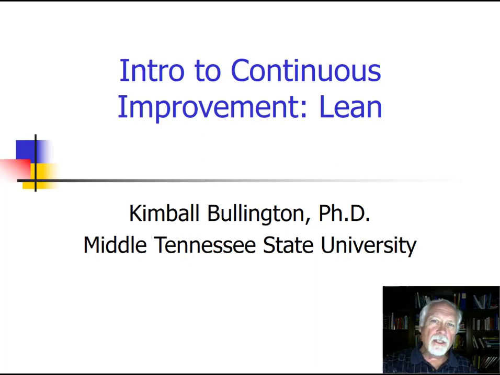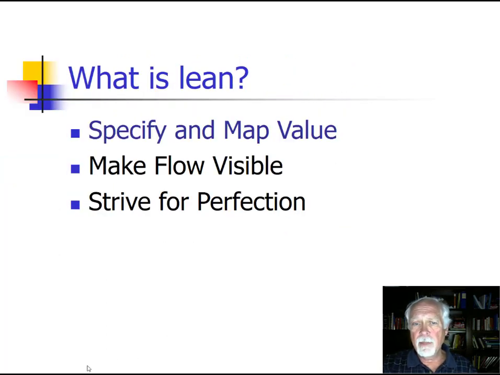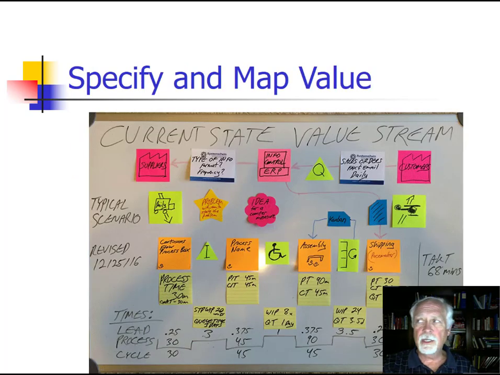Hi, we'll continue our introduction to continuous improvement by looking at an overview of lean. What is lean? We're going to look at it from the standpoint of value, specifying value and mapping value, then making the flow visible, and then finally striving for perfection.